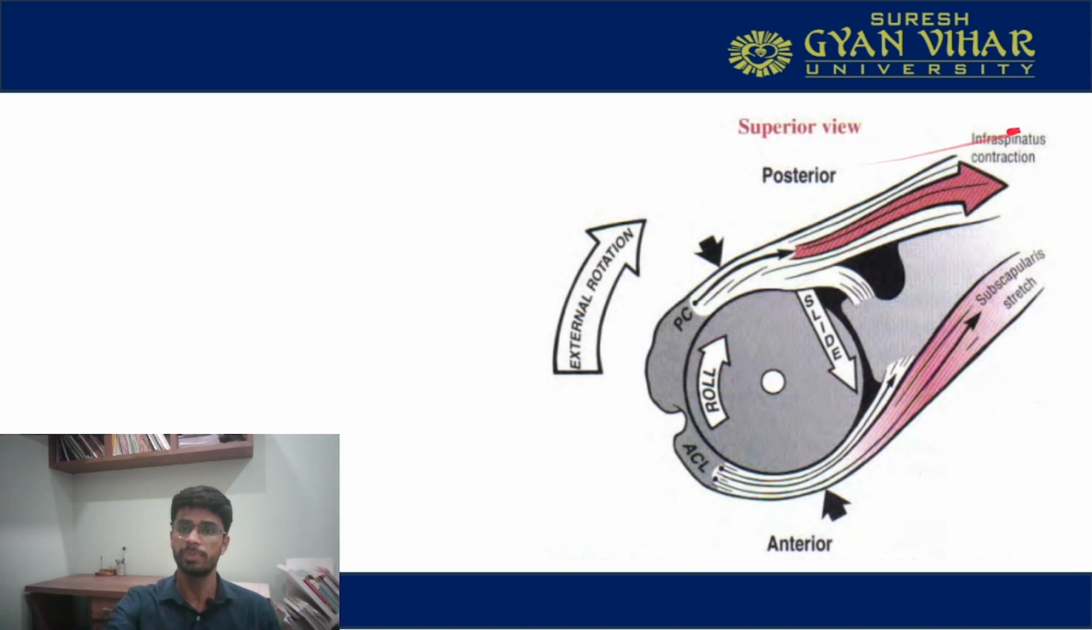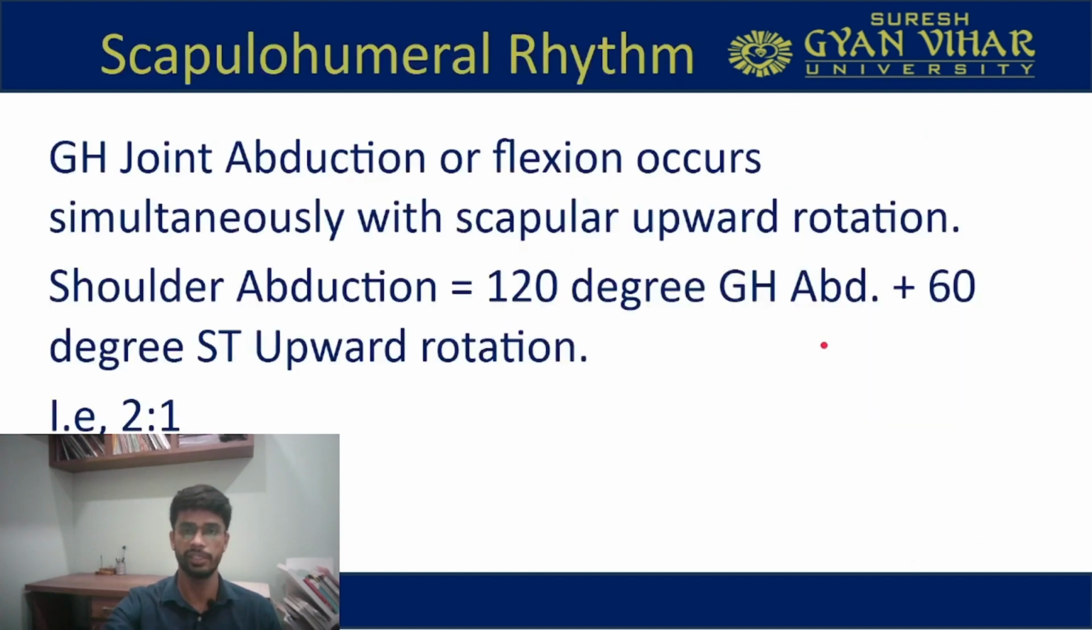So this is what I was telling you in external rotation. This is the infraspinatus muscle which is contracting, and this is the subscapularis stretch, which is present on the anterior side. This is the direction of rolling, and this is the direction of sliding.